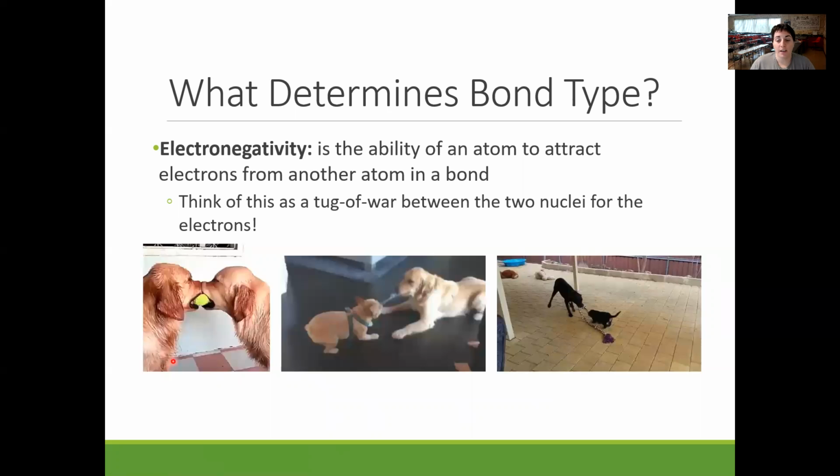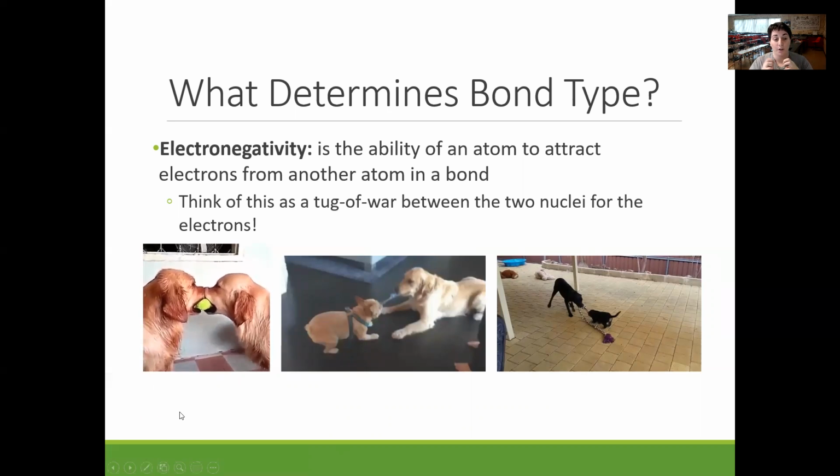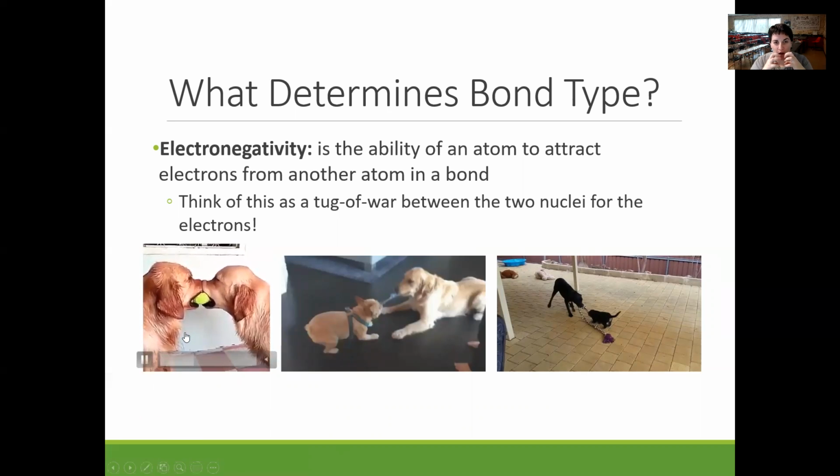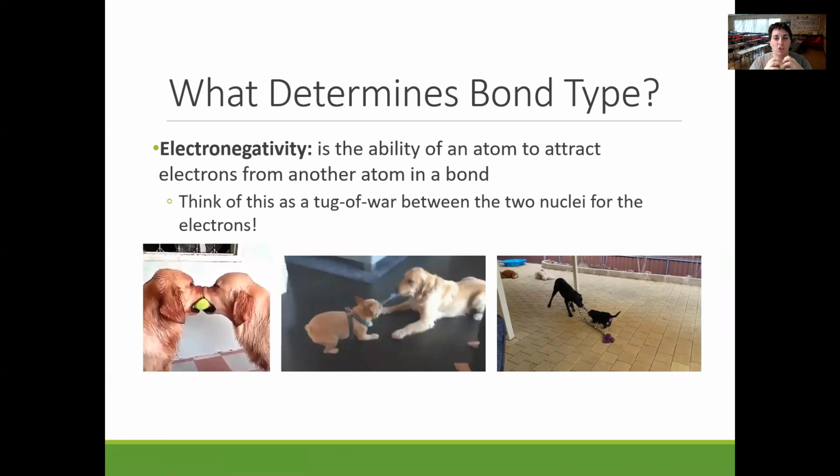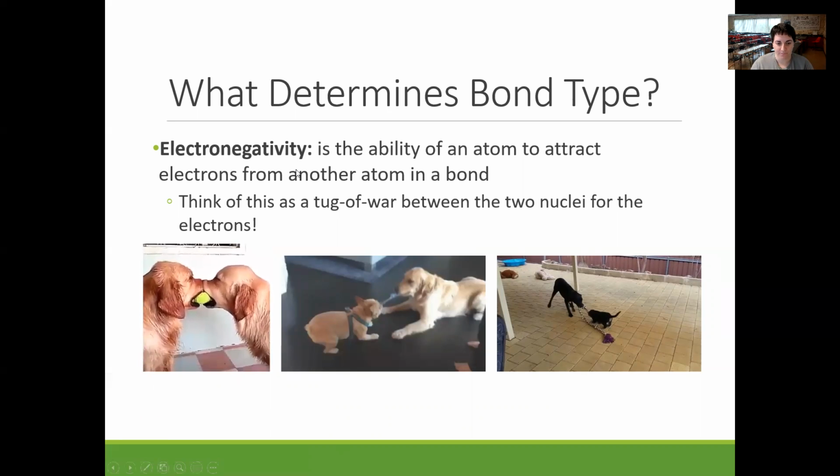So here are some GIFs to kind of illustrate that tug of war. This first one is showing a nonpolar covalent bond. These two golden retrievers have that tennis ball in their mouth, and they're both pulling on it, but they're pulling equally. So it doesn't look like it's moving. It's being shared equally between them.